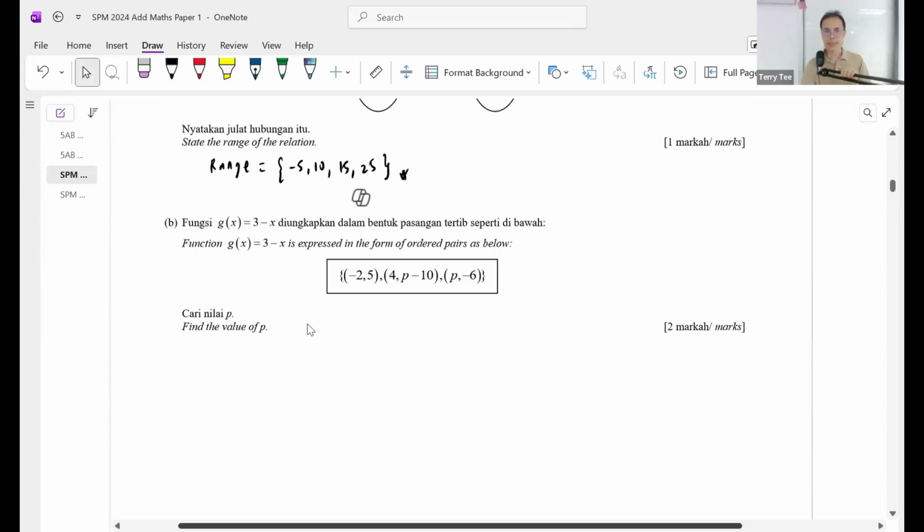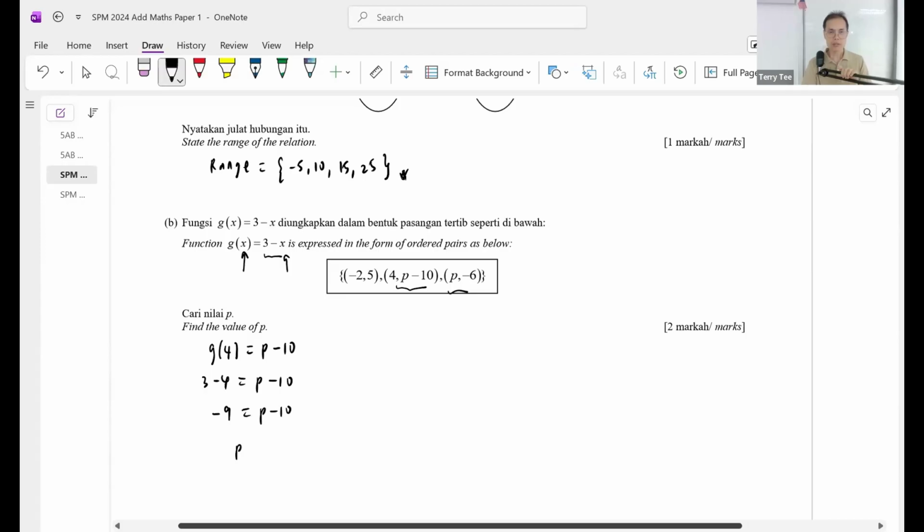Function g(x) is 3 minus x, expressed in the form of ordered pairs. Find the value of p. Okay, so g(x) is given as 3 minus x. So we know the relation between them is this. If you put x inside, your outcome should be 3 minus x. Let's look at p here. You can either use the first one or second one, up to you. So for example, if I use the first one, if I put 4, I would get p minus 10. So let us substitute 4 inside your x. 3 minus 4 equals p minus 10. This is negative 9 equals p minus 10.